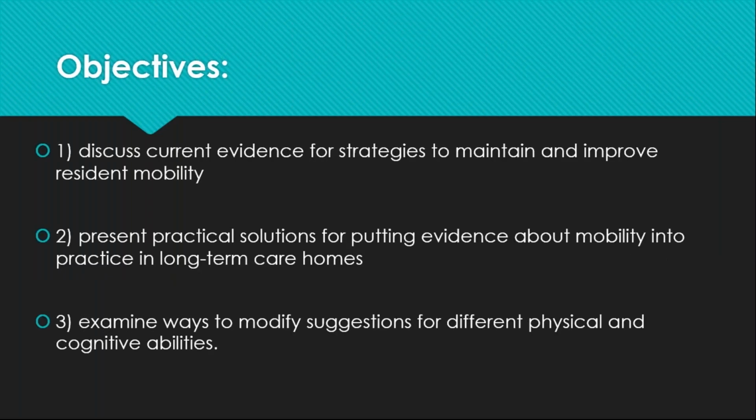So the objectives for today are we're going to discuss current evidence for strategies to maintain and improve resident mobility. And then I'm going to present some practical solutions for putting that evidence into practice in long-term care homes and examine ways to modify suggestions that I'm going to make for different physical and cognitive abilities.